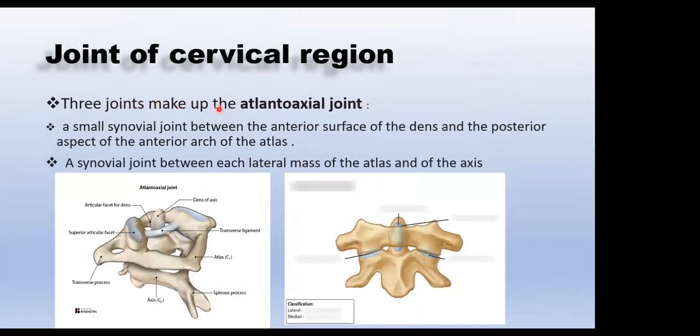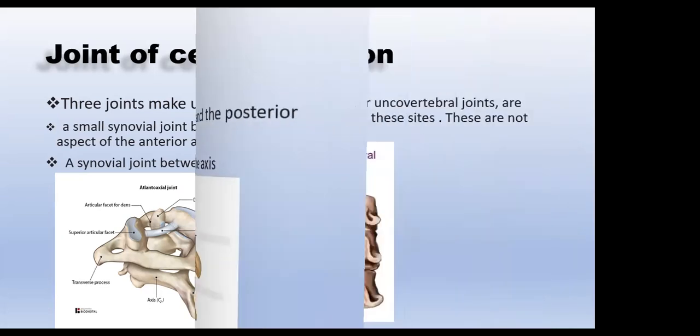Also, we have three joints that make up the atlantoaxial joints: a small synovial joint between the anterior surface of the dens and the posterior aspect of the anterior arch of atlas. And also we have a synovial joint between each lateral mass of the atlas and the axis. This joint is called the median atlantoaxial joint, and this joint is called the lateral atlantoaxial joints. The main function of this joint is the axial rotation, in addition to minimum flexion and extension and less lateral flexion.